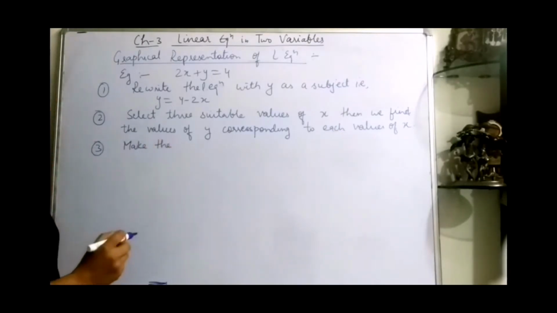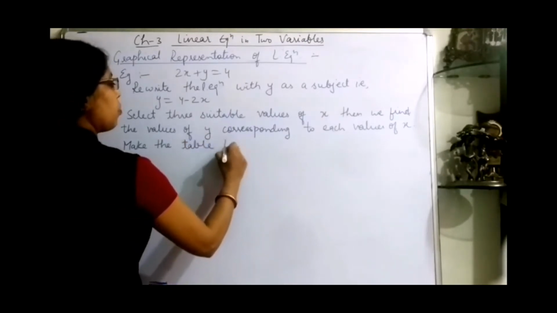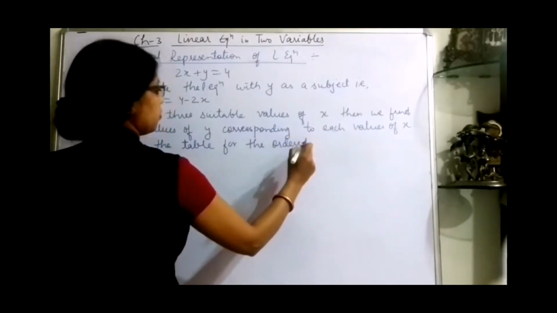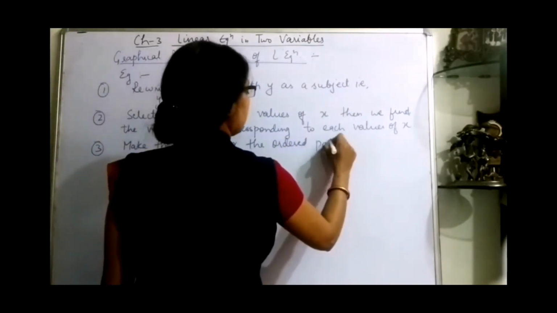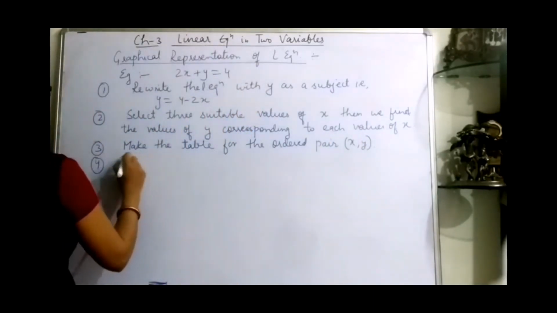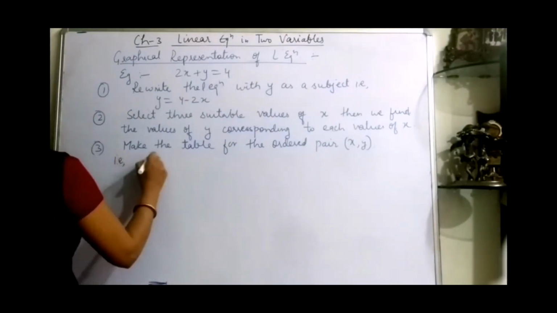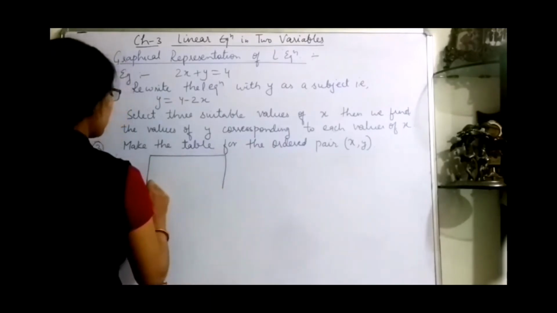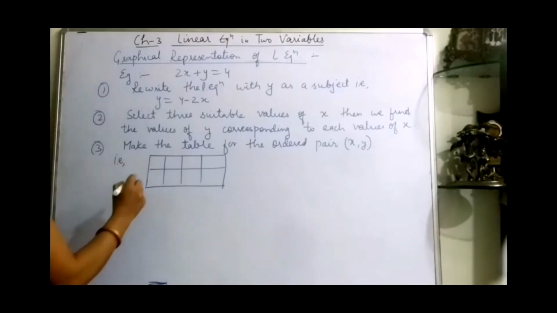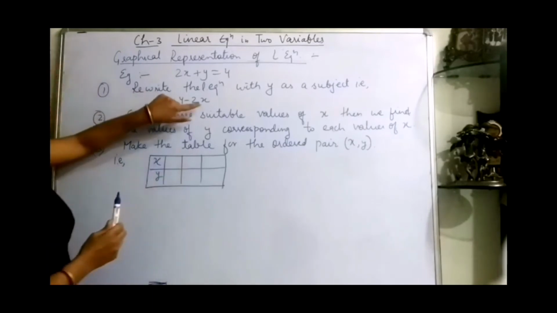Make the table for the ordered pair. That is, first we make the table for x and y and select 3 suitable values. Okay, let me take the values.